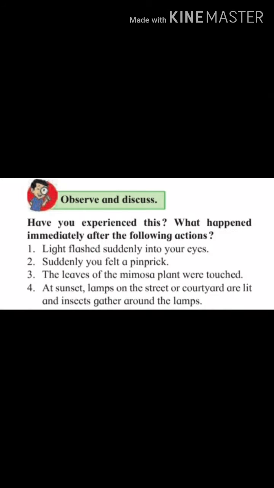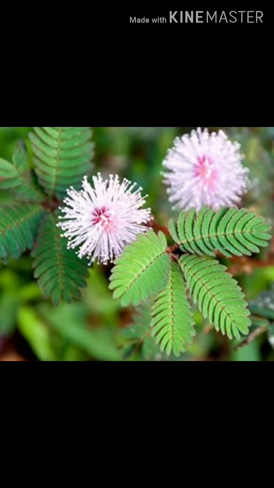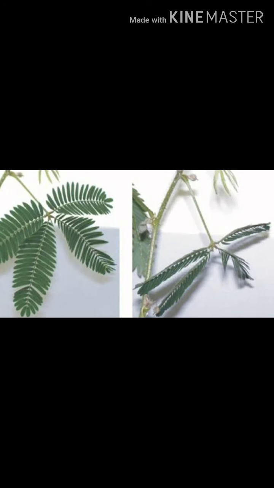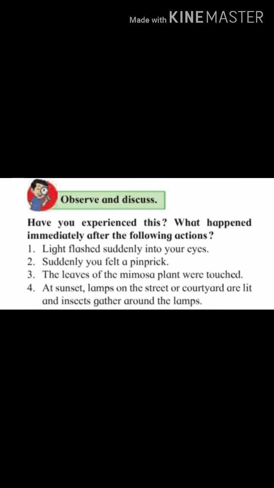Next, the leaves of the mimosa plant were touched. See, this is a mimosa plant. After touching, the leaves of mimosa plants are folded. Mimosa लाजाळू वनस्पती. Next action is at sunset, lamps on the street or courtyard are lit and insects gather around the lamps. The insects are attracted towards the light are seen flocking near the lamp. अंधारामध्ये कीटक दिव्याकडे प्रकाशाकडे आकर्षित होतात.